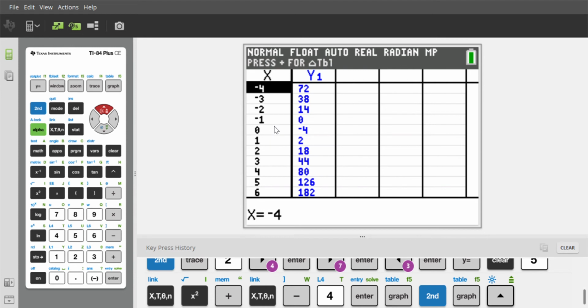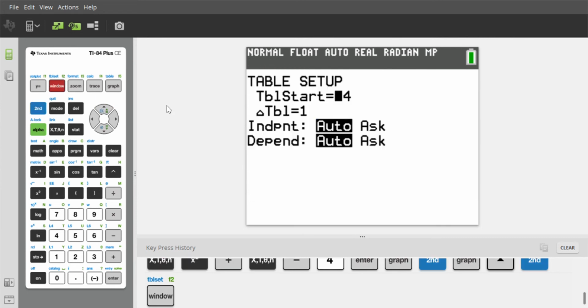First one, x equals -1. But I want to find what it is between 0 and 1. So I'm going to change my table set. Notice this table set is above the window. I'm going to go second window. That gives me a table set.